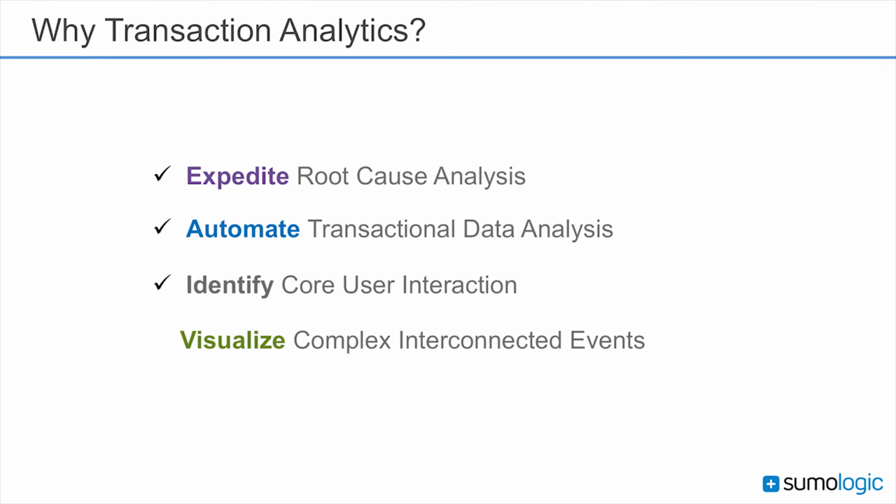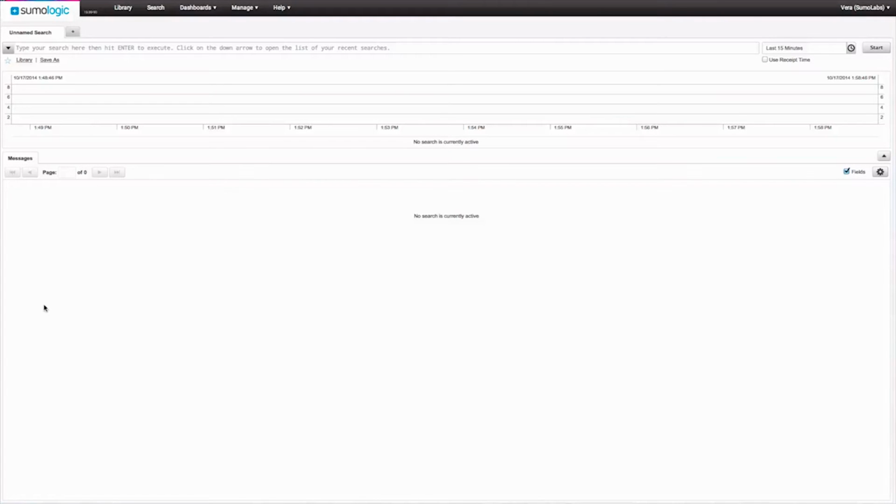Drive informed business decisions through the identification of core interaction between users and systems. And understand how elements and transactions are interconnected through advanced transaction flow diagrams. Let's demonstrate a popular use case that reveals the flow of user interaction on a fictitious e-commerce website named Ecomark.